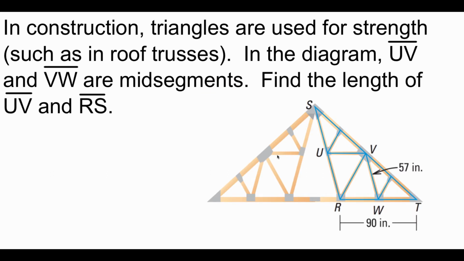Now triangles are very strong and stable shapes, so they get used a lot in engineering. So as we're looking at this roof truss down in the bottom right hand corner, we've got a bunch of triangles highlighted for us. So in this picture, we know that UV and VW are going to be midsegments. Those are created by finding the midpoints of a couple of segments. And we want to use the fact that we're dealing with some midsegments within this picture to help us find the length of UV and find the length of RS.